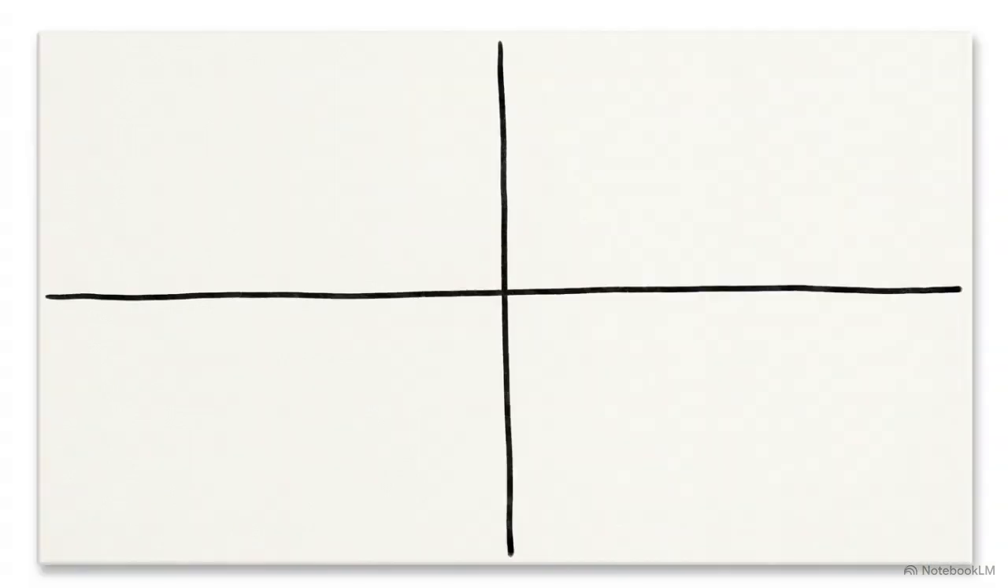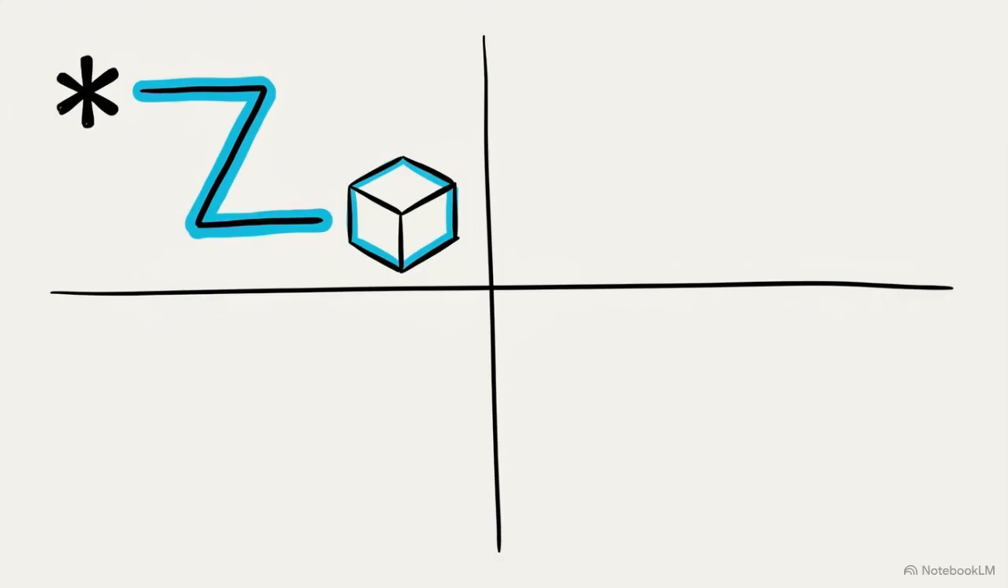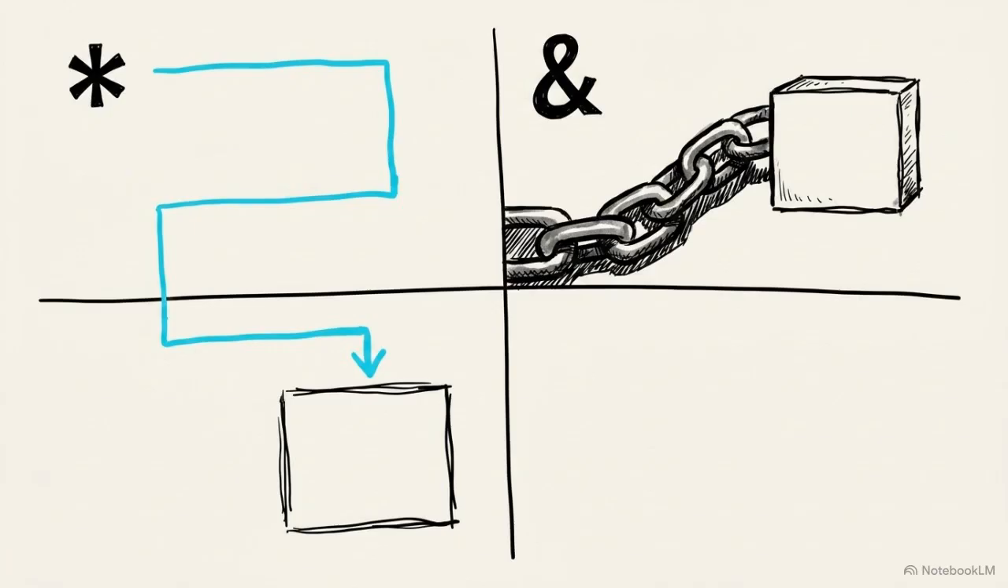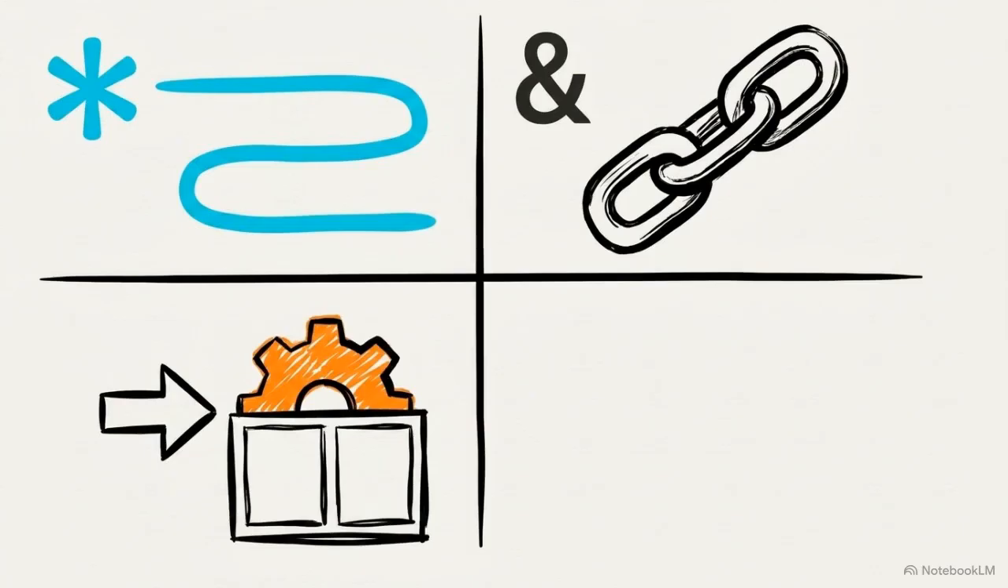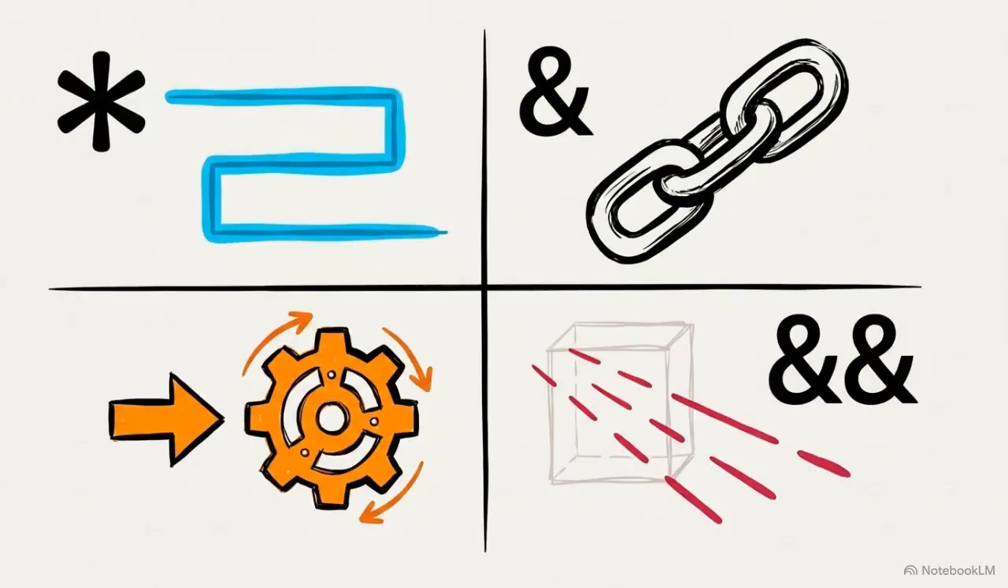Here is your final visual blueprint. The single asterisk builds raw access paths. The single ampersand creates safe physical aliases. The arrow handles 2-step heap traversal, and the double ampersand executes fast resource transfers.